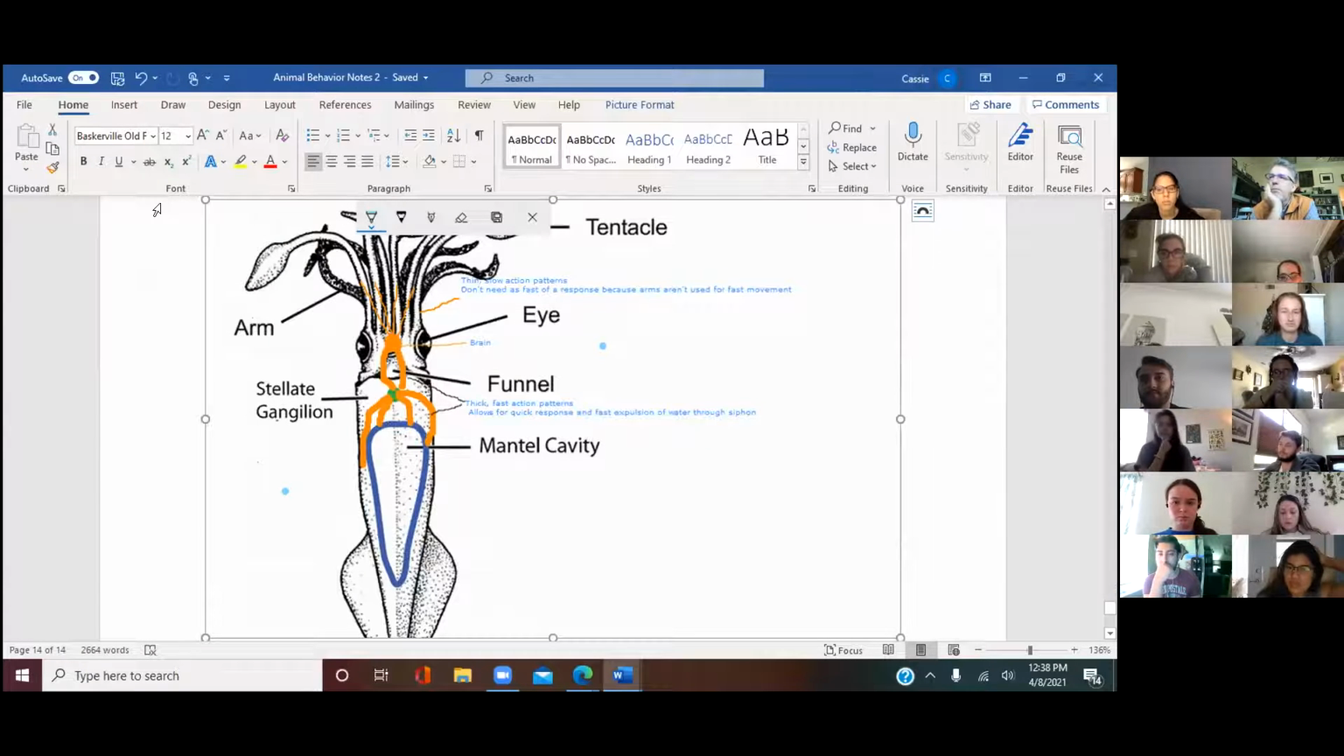Okay, keep going. And then we have thick from the brain to the stellate ganglion, because that fast response from the eyes needs to be followed by a fast response in the stellate ganglion, because that controls the contraction of the mantle cavity. Is it one nerve or would you have consecutive nerves? Think consecutive. Okay, so what type of junction would be found between those nerves?